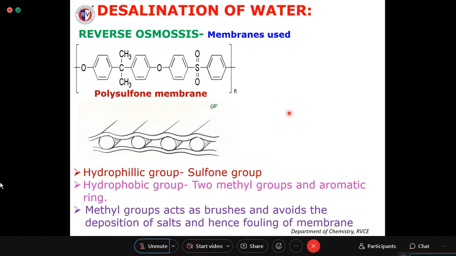Okay. So you may be asked in the exam, what are the advantages of using a polysulfone membrane in desalination of water? Then you have to write this. It is having balanced hydrophilic and hydrophobic properties, because the sulfone groups will act as hydrophilic groups, and the methyl and aromatic groups are hydrophobic groups. And also methyl groups will avoid the fouling of the membrane by giving brushing action on the polymeric surface. Therefore, it is more advantageous to use polysulfone membrane in reverse osmosis. So, hope it is clear to you.